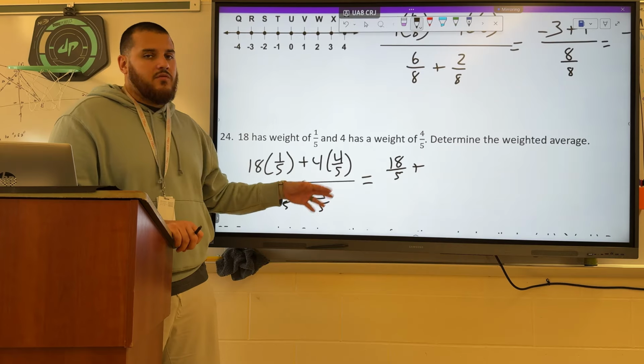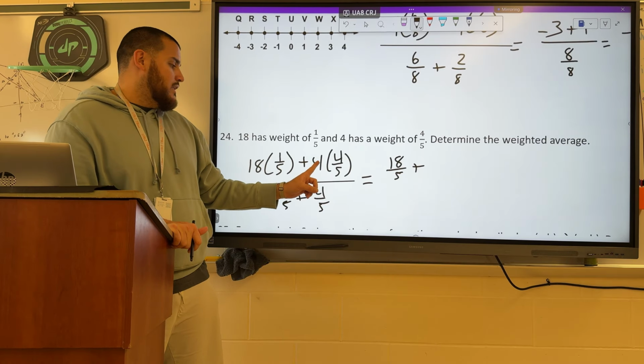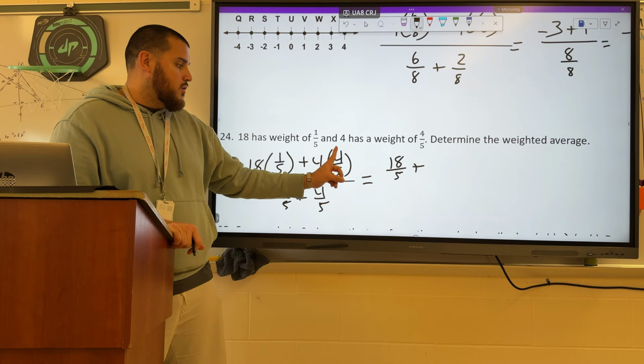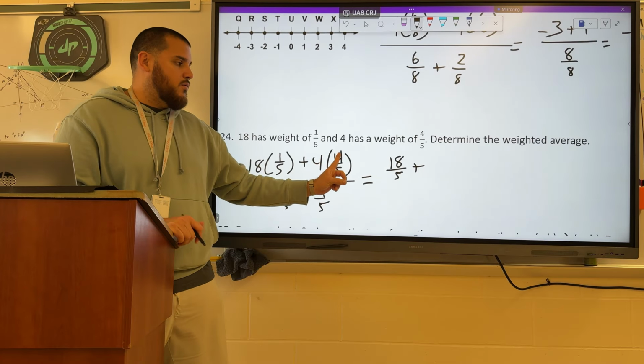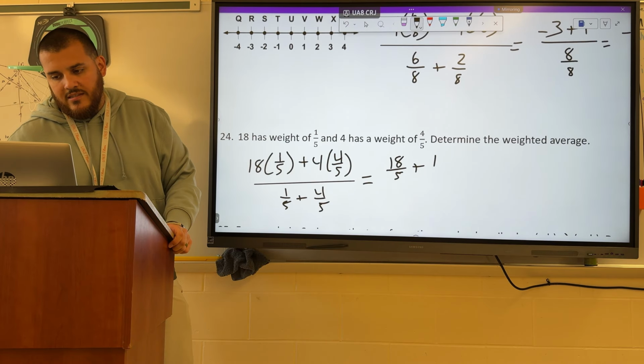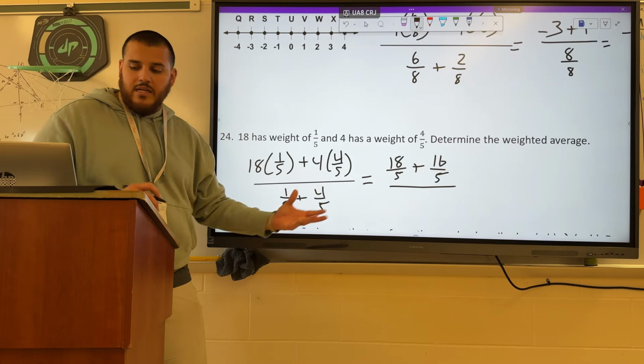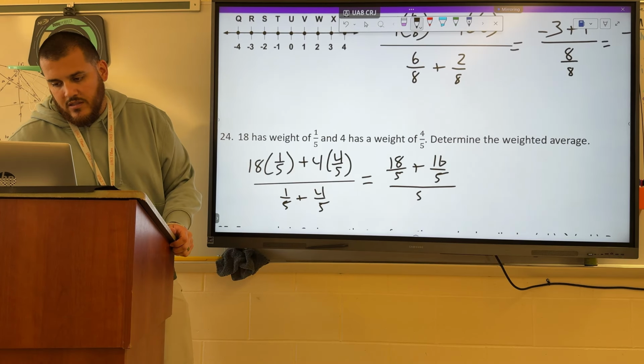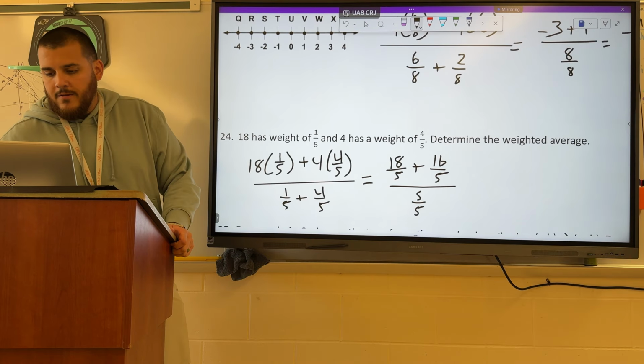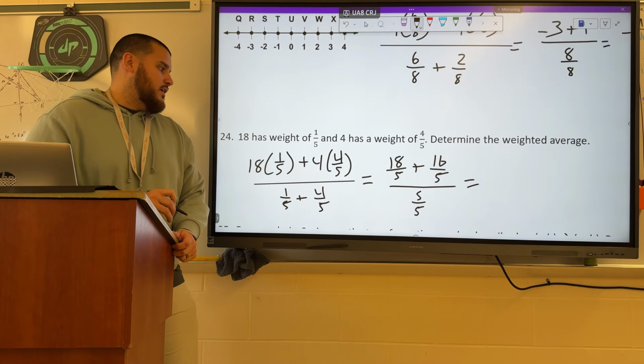16 divided by 5 would again be like 3.2, right? I want to leave this as a fraction, so I'm only doing the multiplication by the numerator. 4 times 4 is 16. So I get 16/5 when I do that multiplication. On the bottom, 1/5 plus 4/5, all that's going to stay the same as it was in previous examples, gives me 5/5. And from here, we're starting to evaluate more.